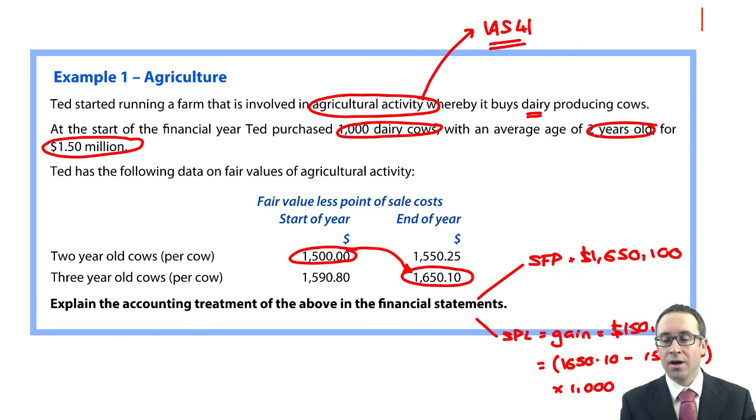You could go through if you wanted and add things further using the information in the question to say that, look, that gain of 150,000, part of it is due to a physical change, the fact that the cows were 2 and they are now 3. And then you could also think of the change in the price of the cow. Okay, but I'm not too fussed about that.